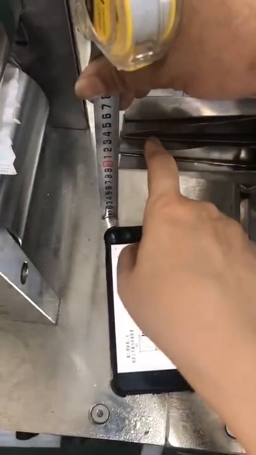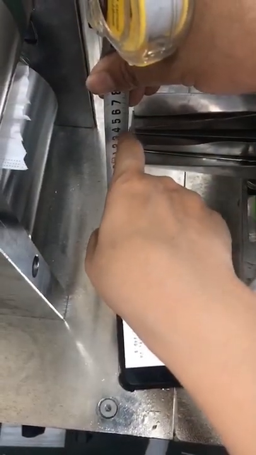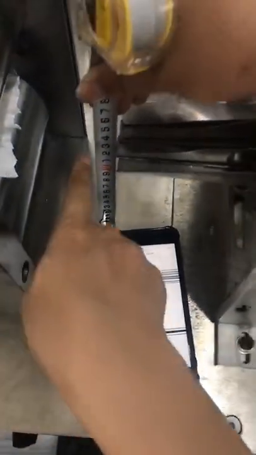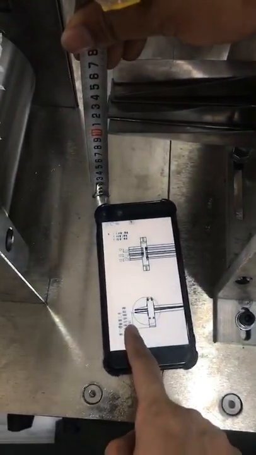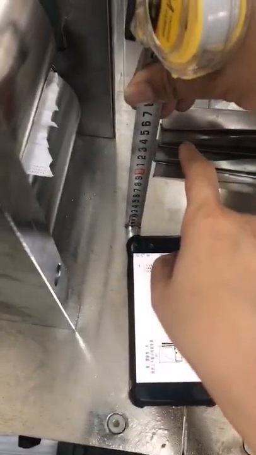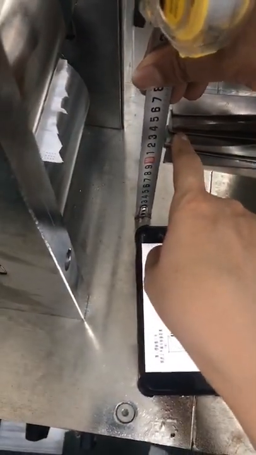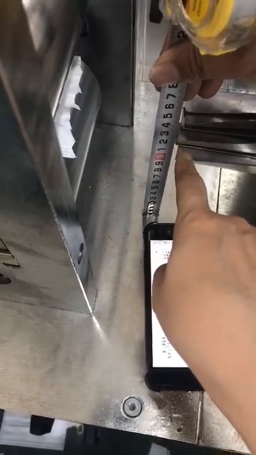1, 2, 3. The third one is the center. Down to the bottom is 14. And down is 0.1, 0.1, 0.1, 0.1 up.